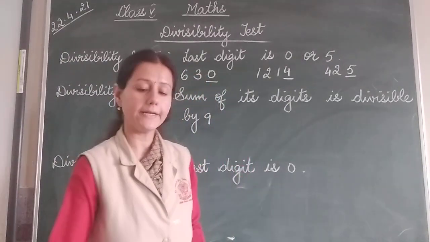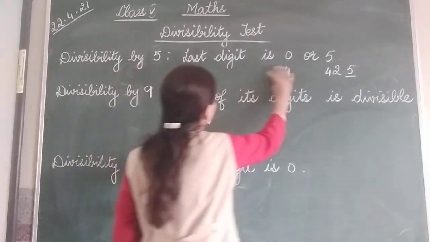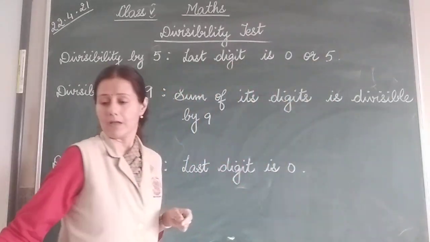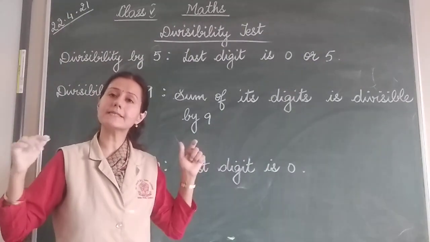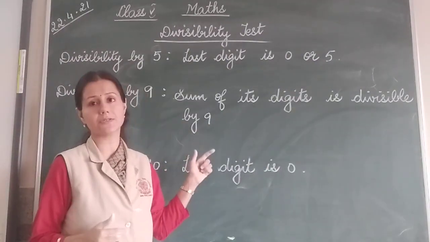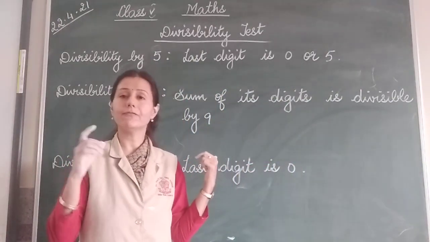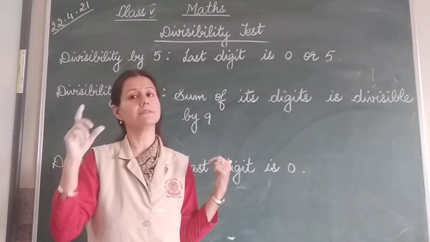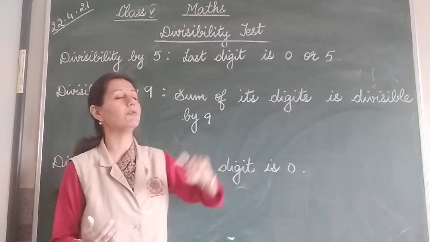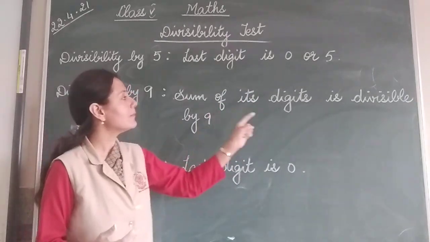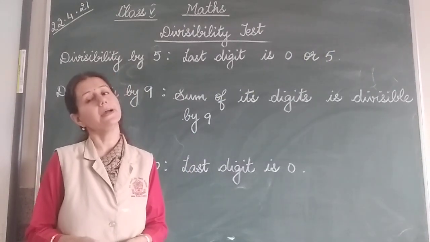Understood? Now next we will study divisibility by 9. Okay? Beta, for divisibility by 3, what was the rule? The sum of its digits should be divisible by 3. Similarly, beta, for 9 also, the sum of its digits should be divisible by 9. If you have to find out whether a number is divisible by 9 or not, what will you do, children? You will find out the sum of its digits. If the sum of its digits is divisible by 9, the number will be divisible by 9.